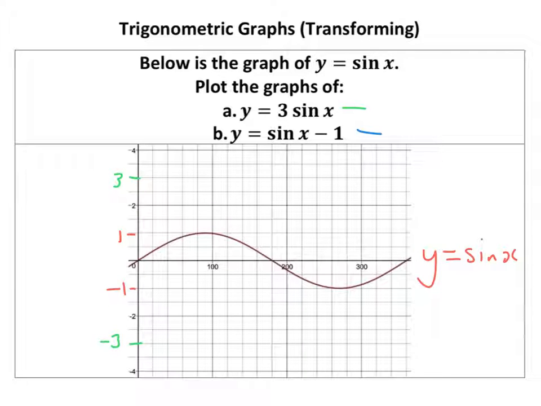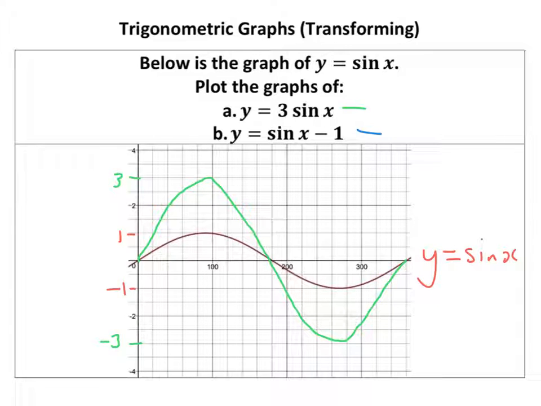Now it does say plot the graph, so I'm actually just going to sketch it, but nothing else changes. So all that's happening is that we're going to get something like this. I'm trying to talk whilst I do it, but there we go. Oh, that's pretty good. So it just gets 3 times taller. Where it crosses the y-axis and x-axis isn't going to change.